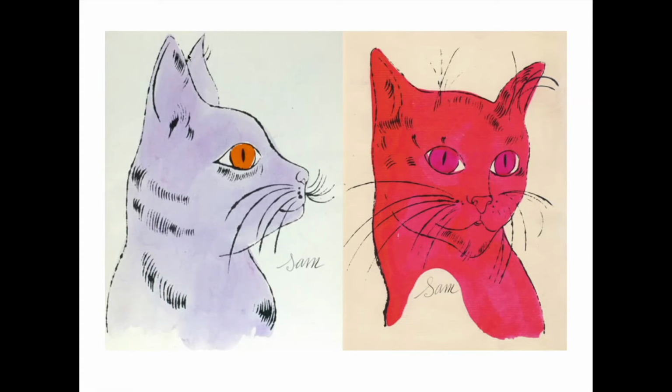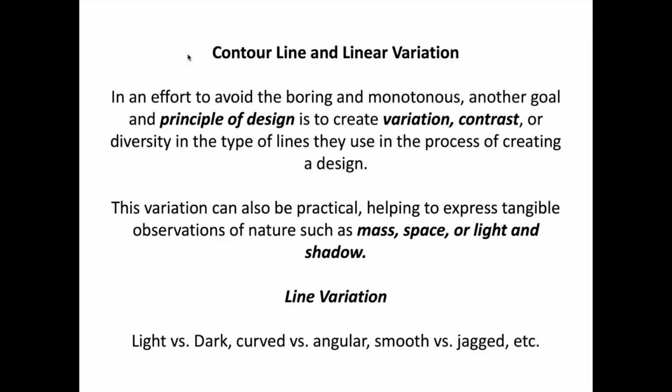And that helps to reinforce that one ear is in front of the other. But sometimes it's just about contrast for contrast's sake. But it also can be practical, helping to express realistic ideas and observations, such as giving the object a sense of mass, creating space in the composition, looking at light and shadow. All of this can be achieved by line variation.